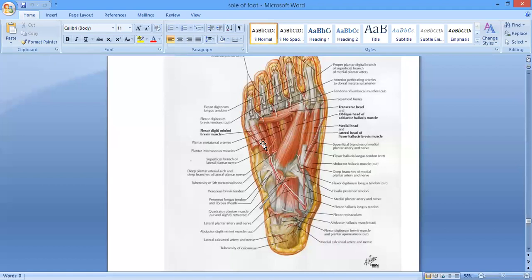Clear, Vijay? Okay. Now we'll talk about the flexor hallucis brevis. Well, this flexor hallucis brevis, here you can see that it has two heads again, right?